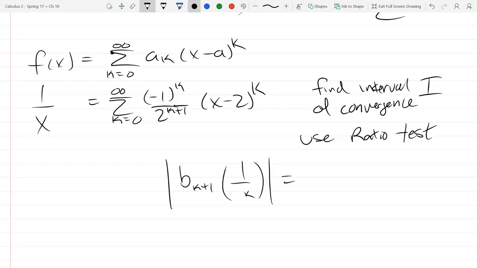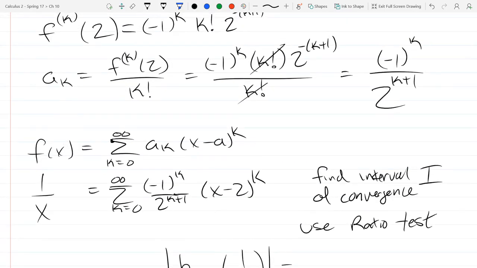I did write a_(k+1) and a_k, but technically I've written a_k to not include the x part right here. So I need to include the x part in here. So the way I'm going to fix that, I'm going to let b_k equal a_k times (x minus a) to the k. So I have to include that (x minus a) part in there also.